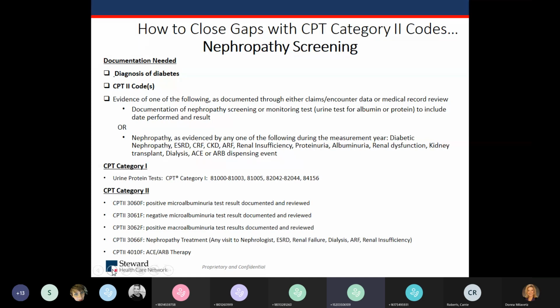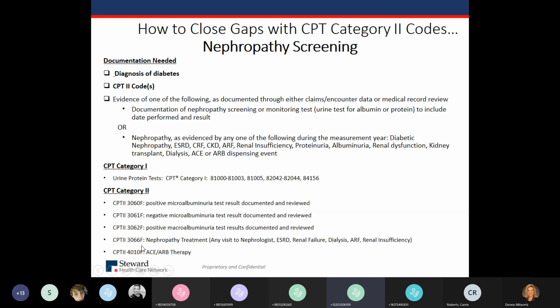You can also do this through, of course, claims data, documentation. You can either use your CPT2 code, or you would want to see documentation of neuropathy screening or monitoring tests like microalbumin, which needs to include the date performed and the results, or neuropathy is evidenced by any of the following diagnoses within the measurement year. For example, diabetic neuropathy, ESRD, proteinuria, albuminuria, etc.